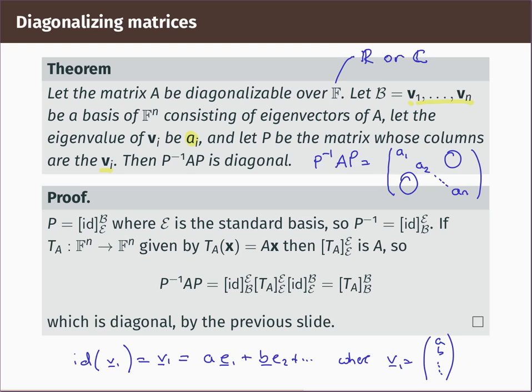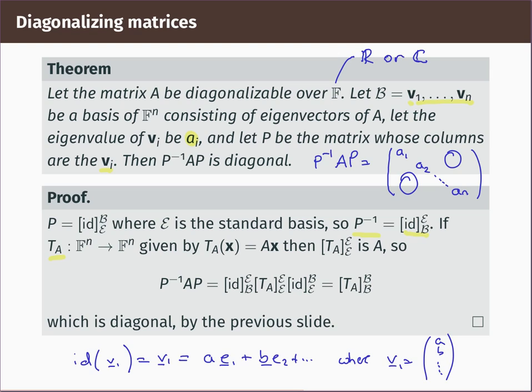And we've seen a nice trick with matrices of the identity with respect to different initial and final bases, which is that the matrix of the identity with respect to the bases the other way around is the inverse of the matrix of the identity with respect to initial basis B and final basis E. So P inverse is the matrix of the identity with respect to initial basis, the standard basis, and final basis B.